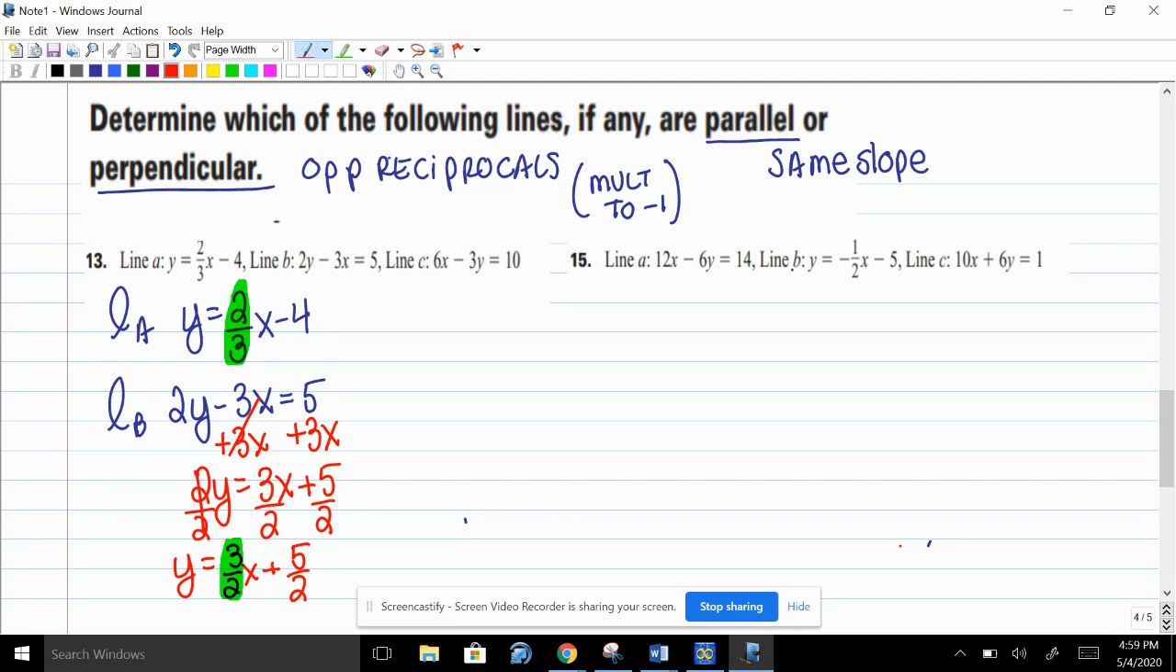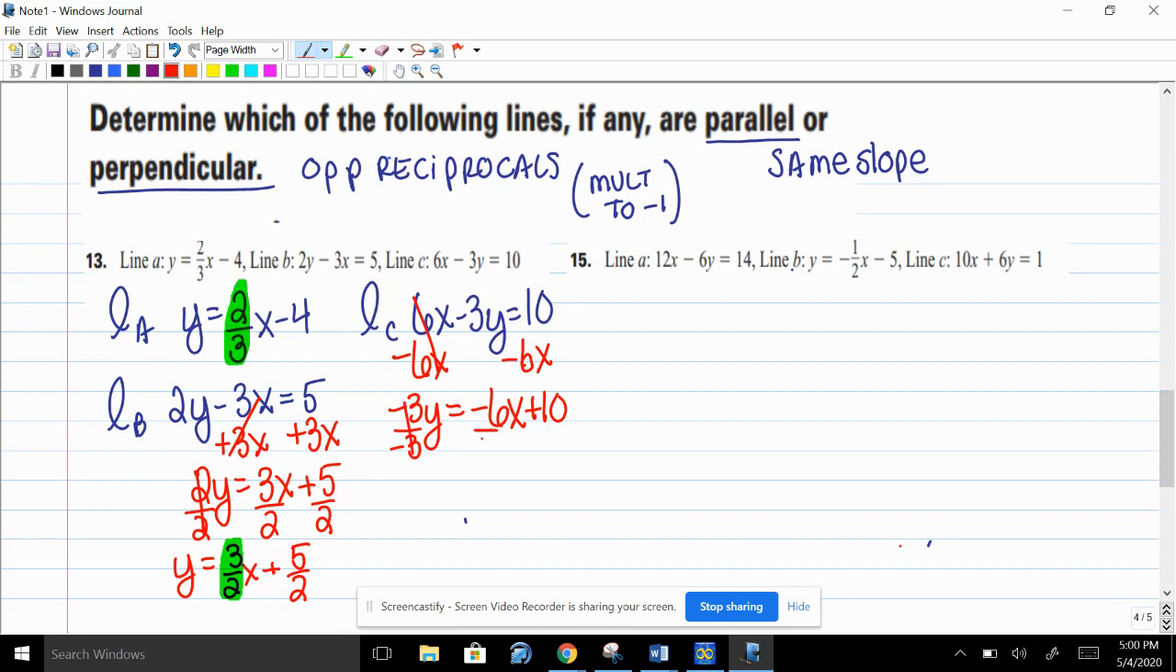And then the last line, we got line C, 6x minus 3y is equal to 10. I got some rearranging to do here. Minus 6x, minus 6x, negative 3y is equal to, those would cancel, negative 6x plus 10. Divide across the board by -3. And I would get y is equal to negative divided by negative, that gives me a positive 2x. Positive 10 divided by -3, that's roughly -3.3, not that we really care. The slope is what we're more interested in. The slope of that thing is 2.